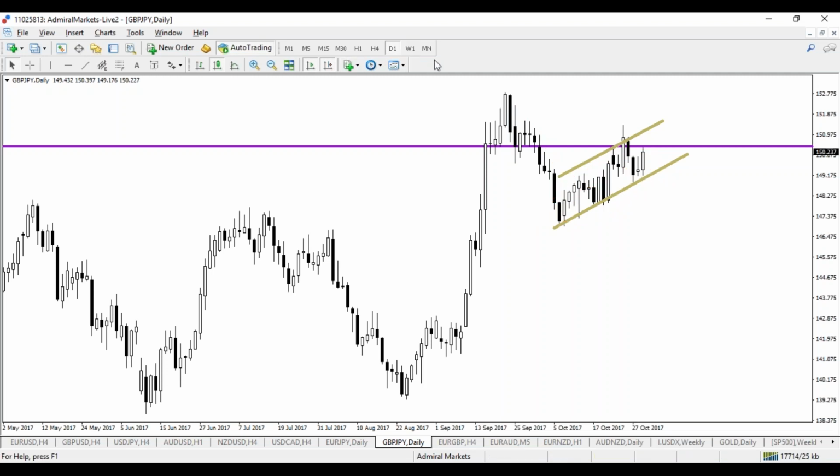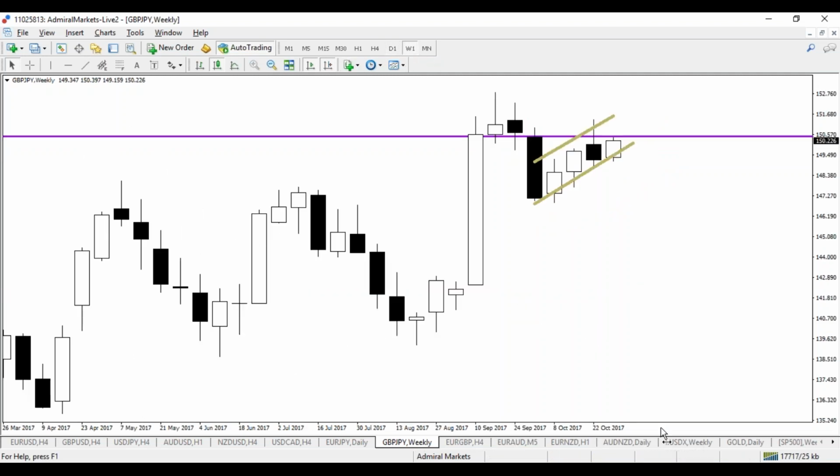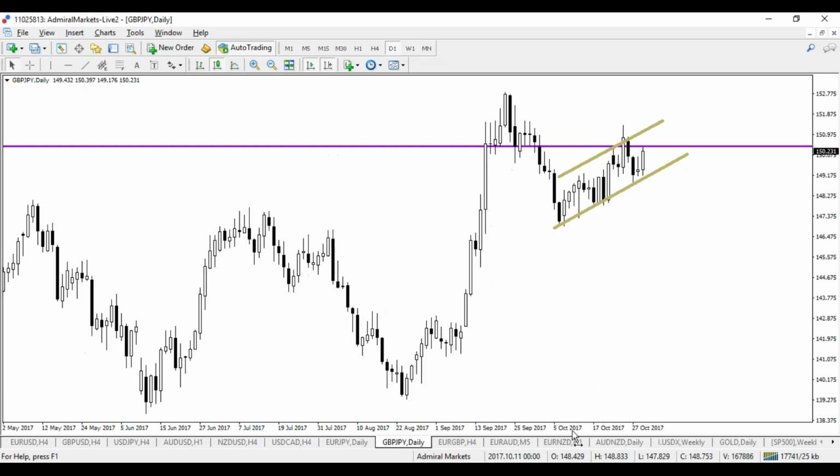Also, if we look at the weekly chart, we see a pretty big weekly candle, by the way, which is the fifth candle. So not breaking this high. And that's a pretty strong bearish candle, I think. So from this perspective, I would be cautious with upside on the pound yen at this moment.